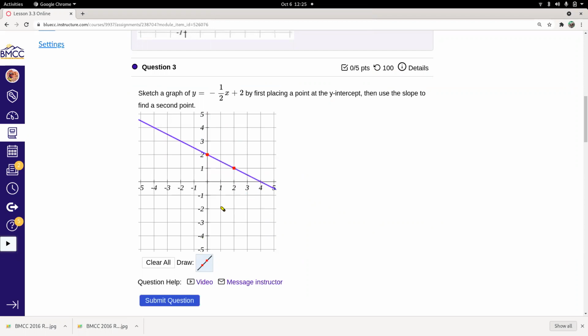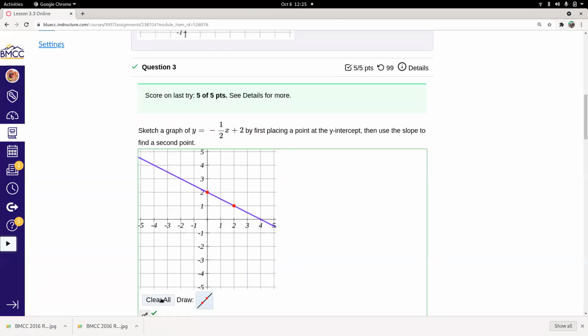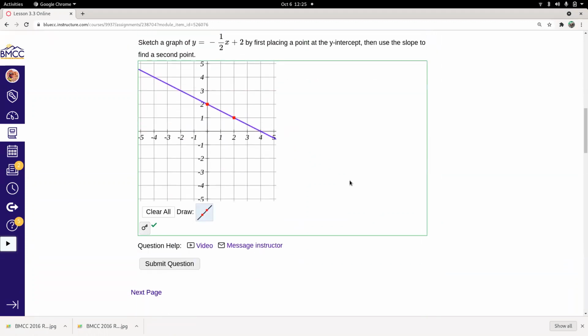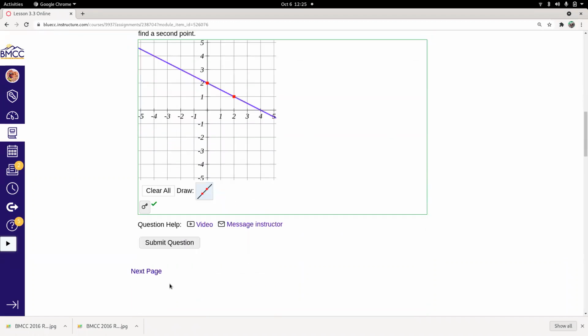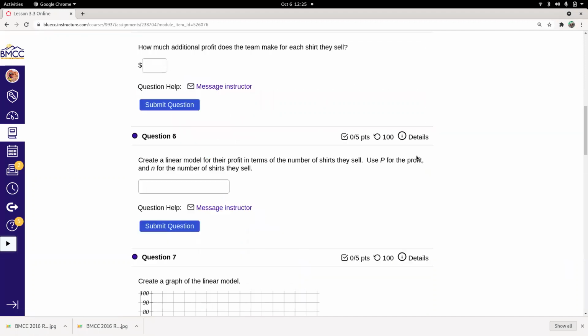And again, this tool here, you can only use 2 points. So in my paper, I did more than 2 points. I can't use them here. I can only pick 2 points here. Yippee, I got it right. Okay. All right. Cool. Moving on.